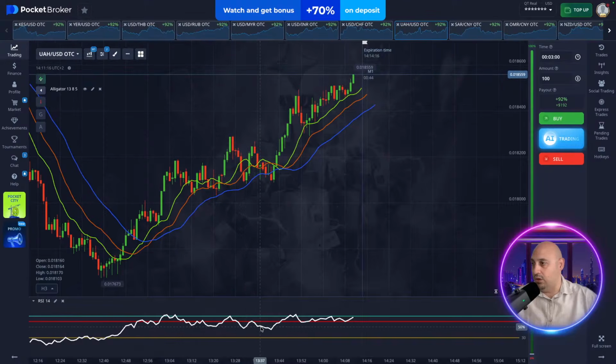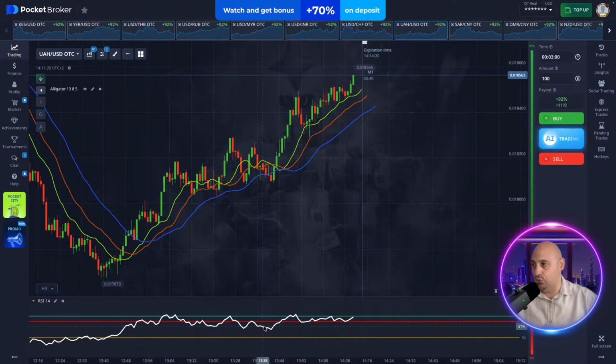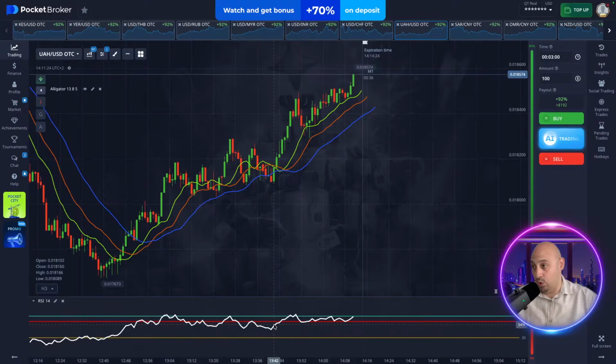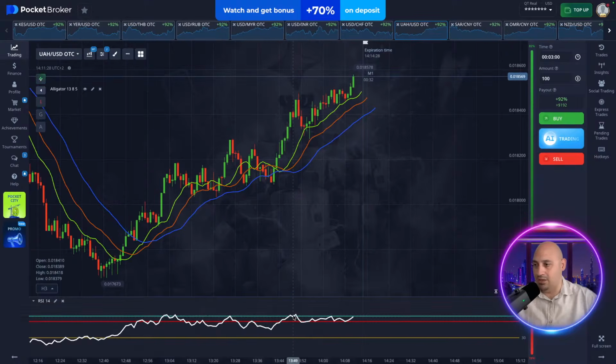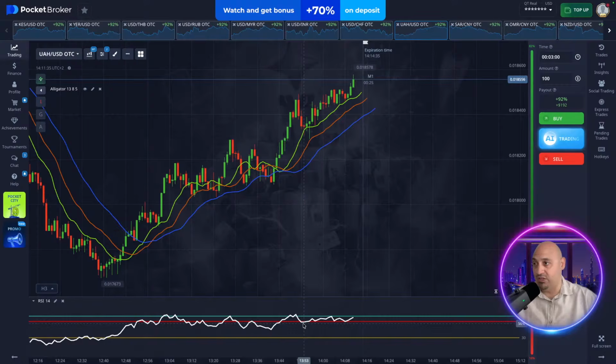Also here. No, here would have been a loss, to be honest. 1, 2, 3, that would have been a loss. Here, that would also be the profit. Here we don't trade. As you can see, the RSI is already above 60, so we avoid. Here would be a nice entry point as well, and that would have been a profit as well. Beautiful.